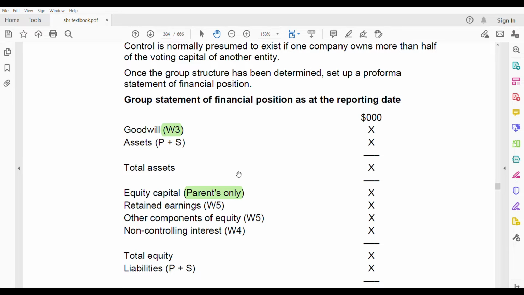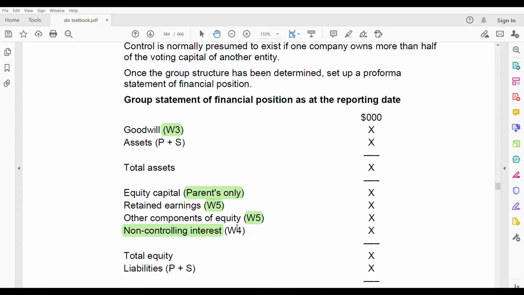Equity capital, you cannot consolidate with the subsidiary. Retained earnings, working 5. You have to do a separate working for retained earnings. Other components of equity, sometimes you have to do, sometimes you don't have to do. But most of the time, you have to do a working for other components of equity, especially when things are going under other comprehensive income, then it will come in other components of equity also. NCI definitely you have to calculate.